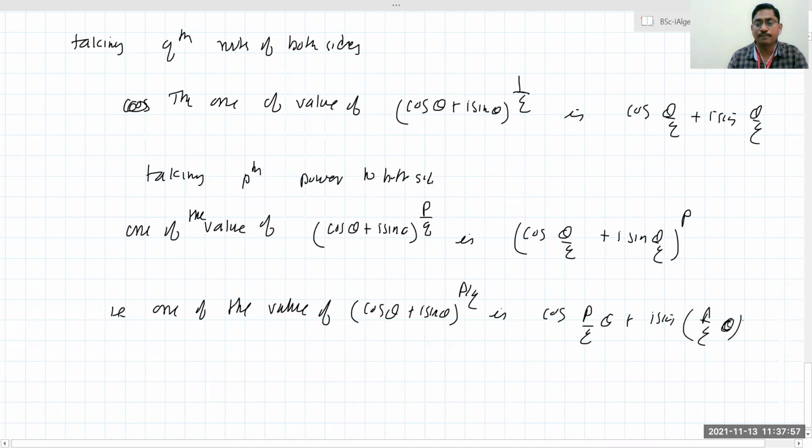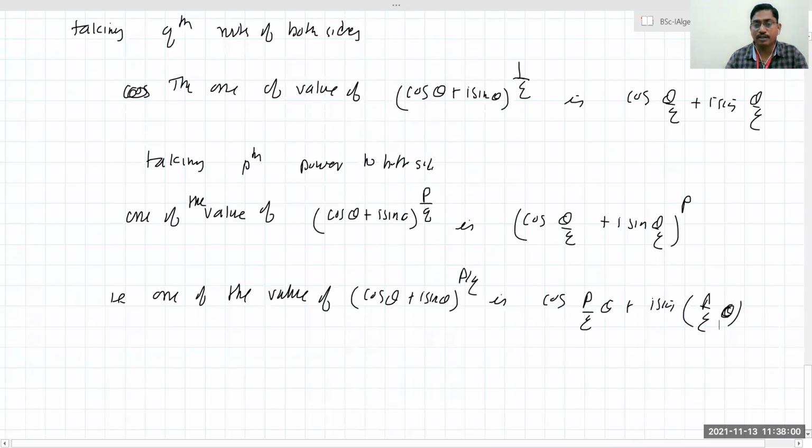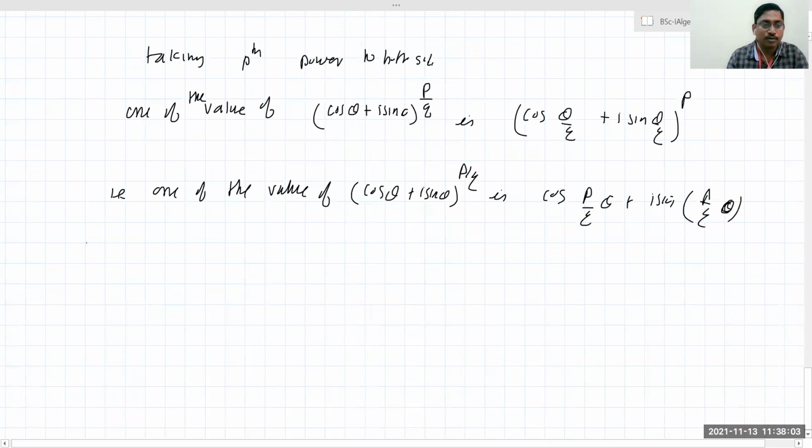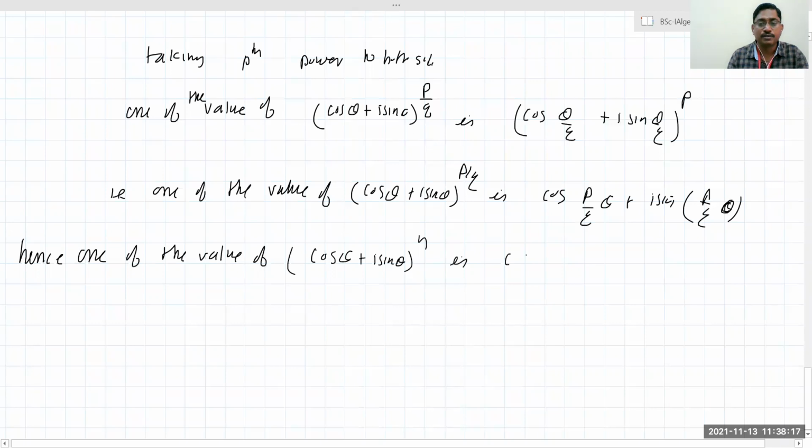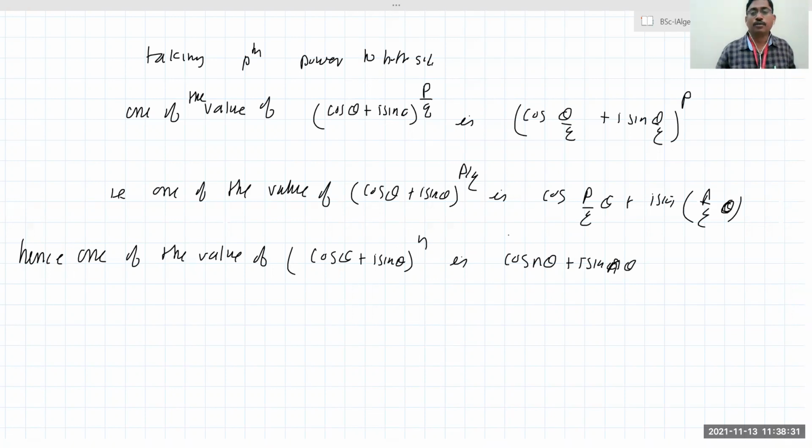So I have already called p upon q as n. So finally we proved that one of the values of cos theta plus i sin theta raised to n, when n is a fractional number, is cos of n theta plus i sin n theta. I'm not saying exactly one value is equal to this value. There will be a total of q values. It depends on the fractional part. Now, the theorem is completely proved for all rational numbers. Every integer we have proved, and it is proved for all rational numbers.